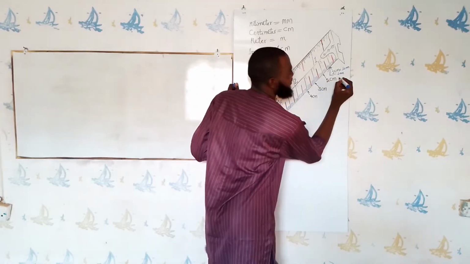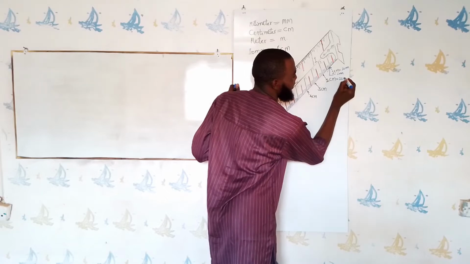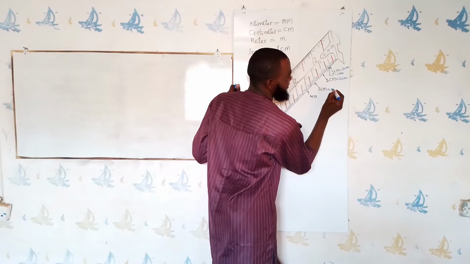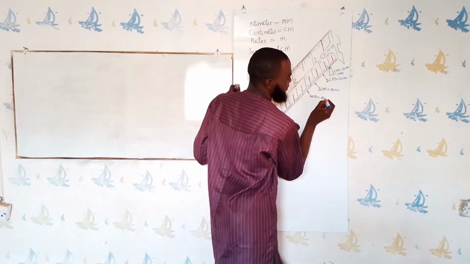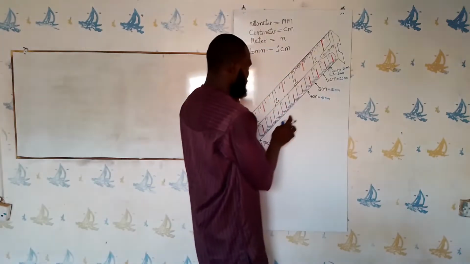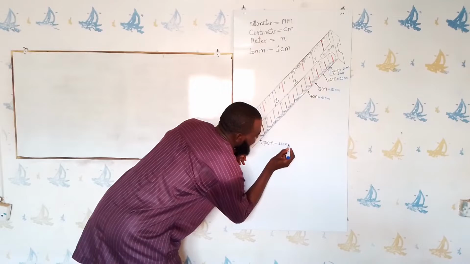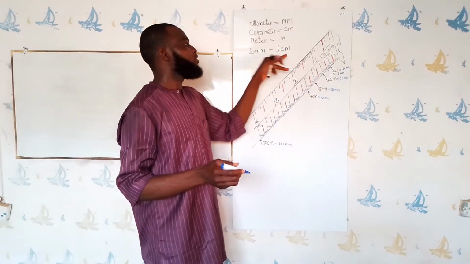This 2 cm is the same thing as what? 20 millimeters. This also is the same thing as 30 mm. This means 40 mm, and so on and so forth. Likewise, this means what? 100 mm, because 10 millimeters makes 1 centimeter.